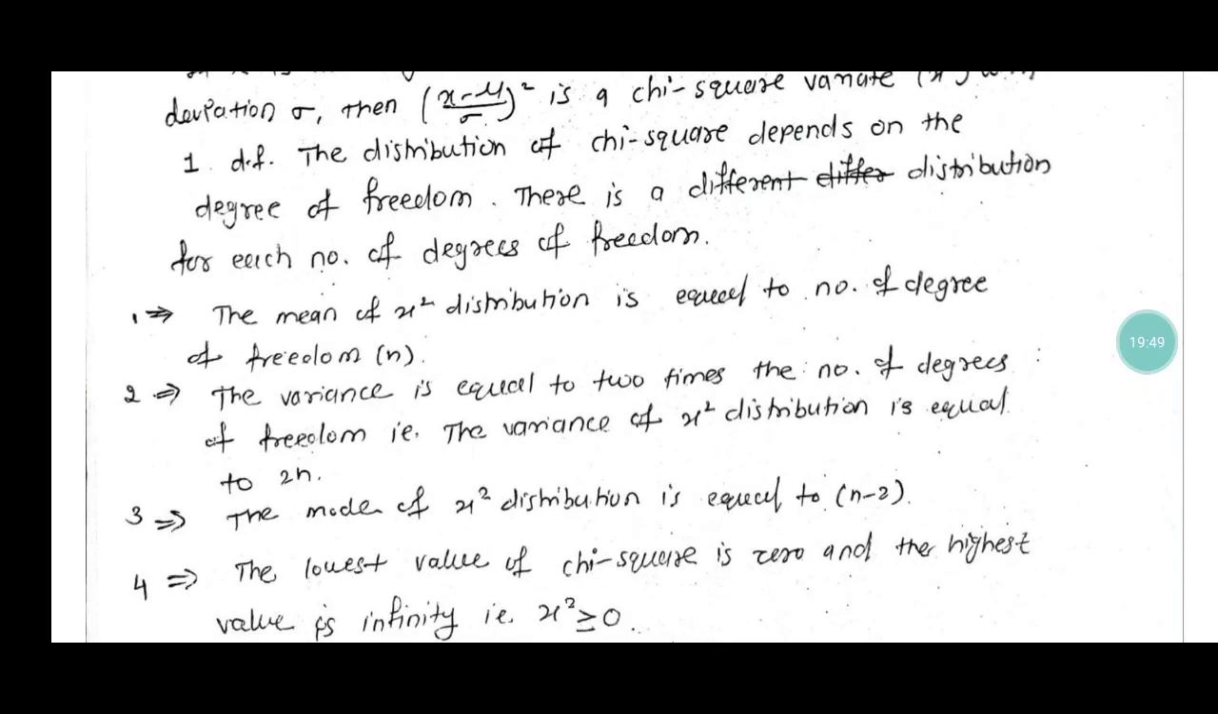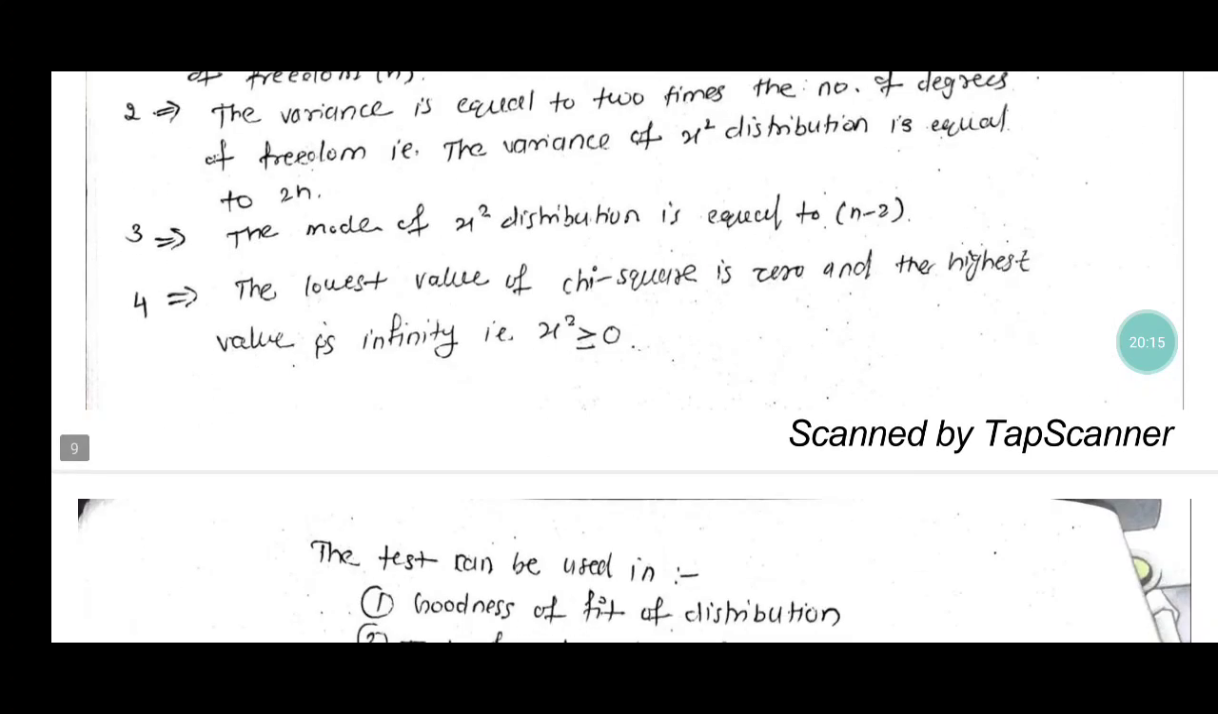The mean of the χ² distribution is equal to the number of degrees of freedom, n, and the variance is equal to 2n. The mode of the χ² distribution is equal to n minus 2, and the lowest value of chi-square is 0 and the highest value is infinity, that is, χ² is greater than or equal to 0.